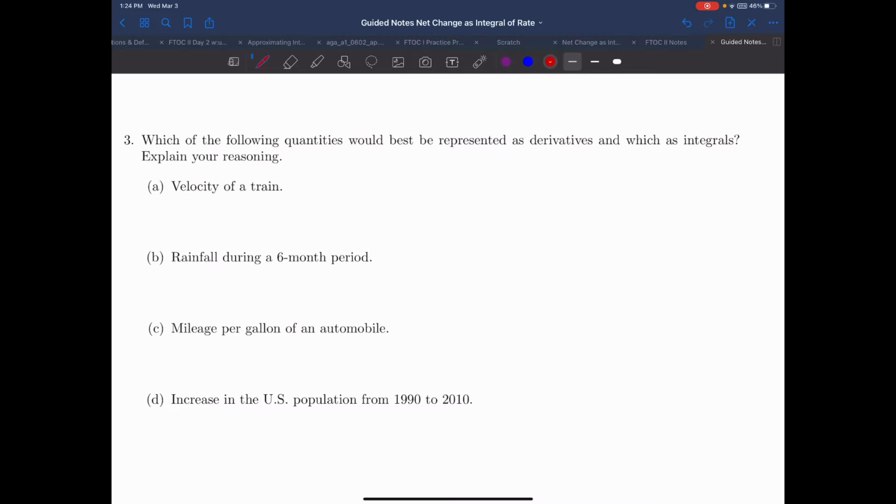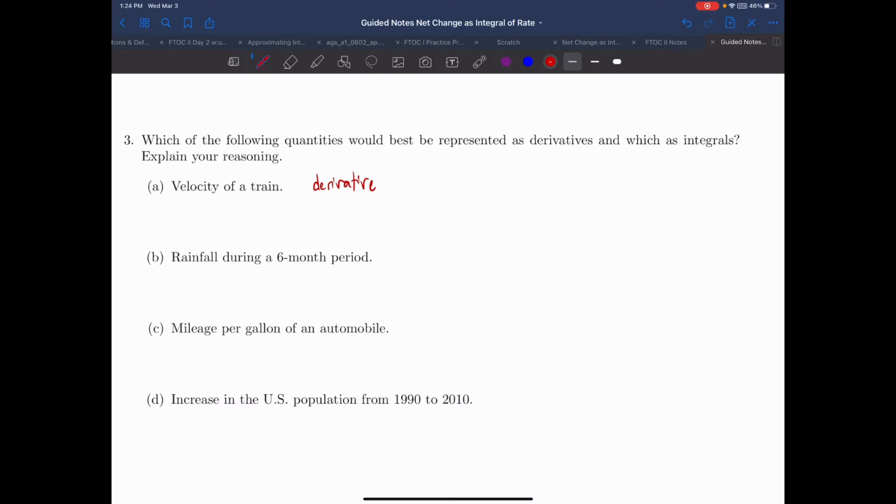Which of the following quantities would be best represented as derivatives and which as integrals? Explain your reasoning. Velocity of a train. Well, velocity is the first derivative of position. So this would be something that I think would make more sense as a derivative.